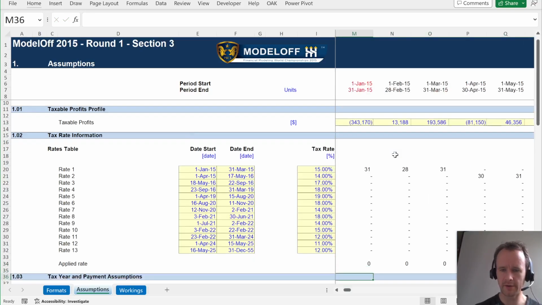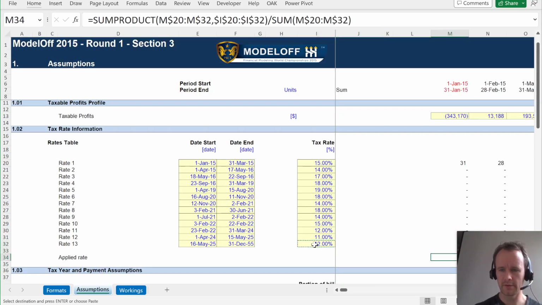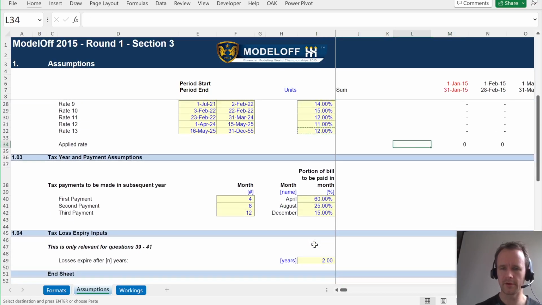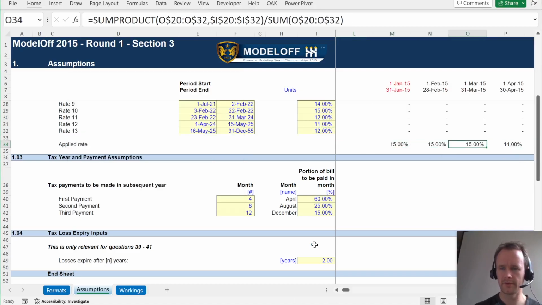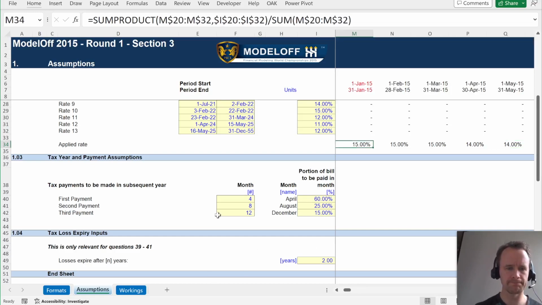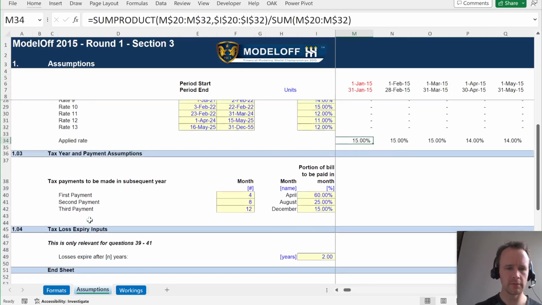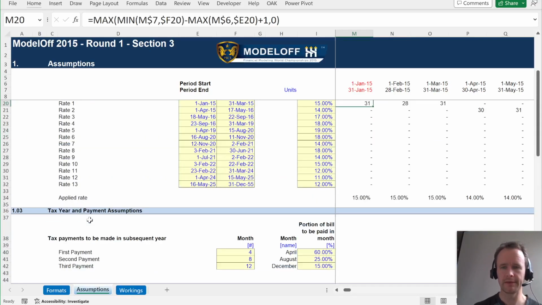And then we're going to carry that across, and we're going to take our formatting. So, sorry, scroll up so we can see better. Okay. So there we go. That's our applied rate. Oh, sorry, I guess we're supposed to have workings on a different sheet. Oh, well.